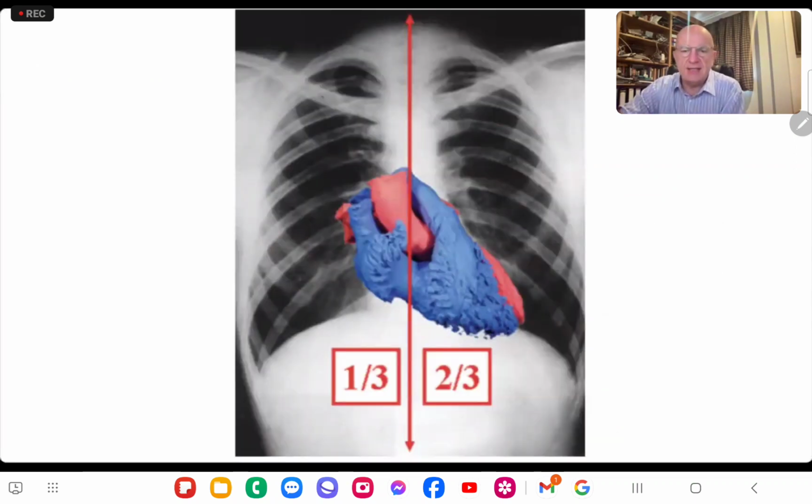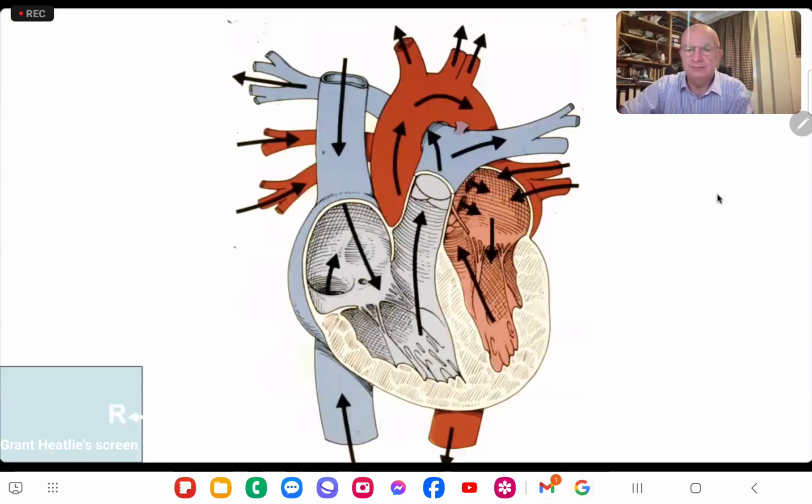Okay, I've already said about the position of the heart, 2/3 left hemithorax. Here you can see quite nicely that the great vessels cross over at right angles, the pulmonary artery and the aorta, and that's a normal appearance. What other structures are there that you have to recognize?